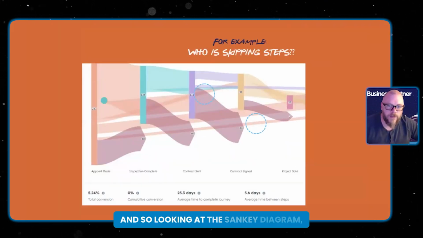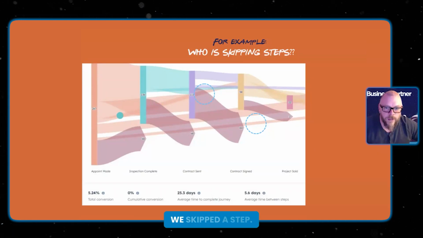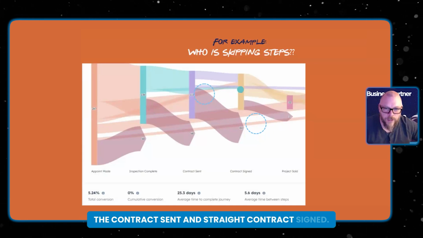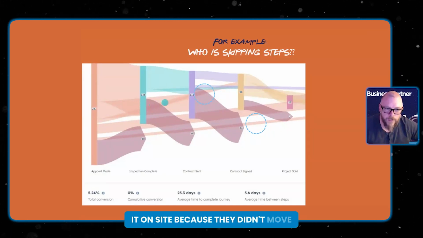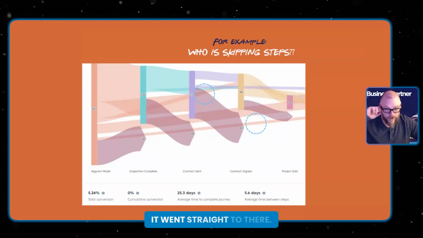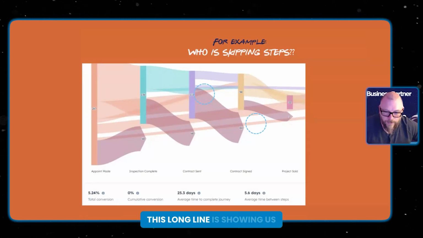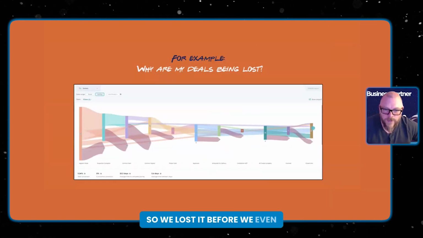And so looking at the Sankey diagram, if you notice this bar going here, what this is telling us is that we skipped a step. We went past the inspection complete, past the contract sent, and straight to contract signed. So this could mean that they sold it on site because they didn't move it through the deal stages and it went straight to there. We can see that some are skipping straight to lost. This long line is showing us they went straight over to lost. So we lost it before we even did the inspection.